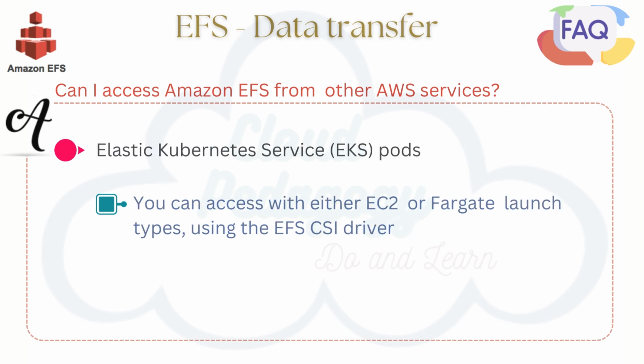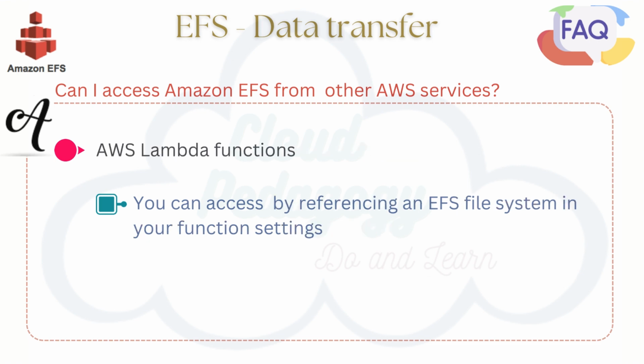In Elastic Kubernetes Service pods, you can access EFS from containerized applications launched by Amazon EKS with either EC2 or Fargate launch types. For this, you need the EFS CSI driver. For AWS Lambda functions, you can access EFS from functions running in Lambda by referring to an EFS file system in your function settings.